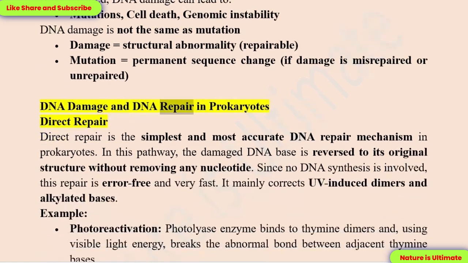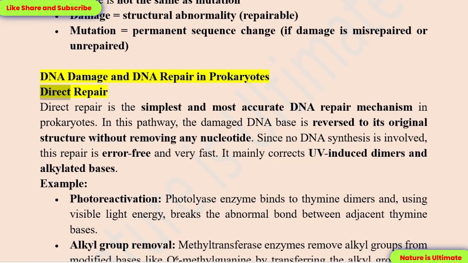DNA damage and DNA repair in prokaryotes. Direct repair. Direct repair is the simplest and most accurate DNA repair mechanism in prokaryotes. In this pathway, the damaged DNA base is reversed to its original structure without removing any nucleotide. Since no DNA synthesis is involved, this repair is error-free and very fast. It mainly corrects UV-induced dimers and alkylated bases.